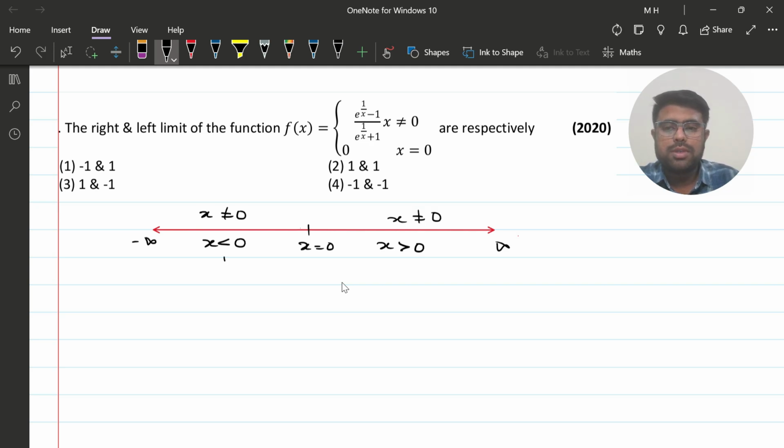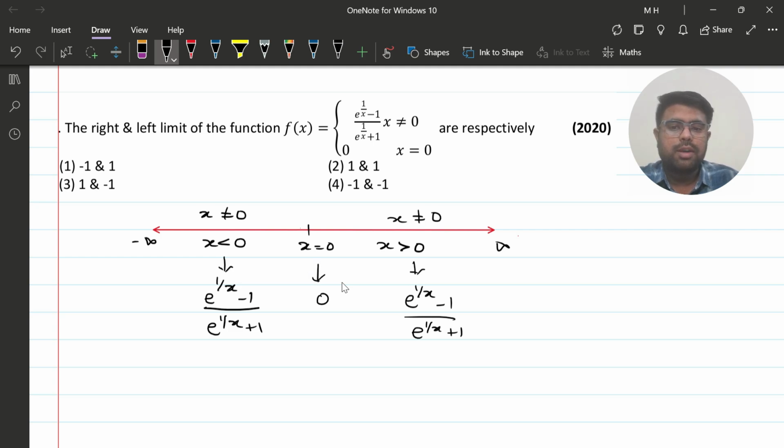When x is less than 0, the function is defined by (e raised to 1 by x minus 1) divided by (e raised to 1 by x plus 1). When x is greater than 0, the function is defined by (e raised to 1 by x minus 1) divided by (e raised to 1 by x plus 1). When x is equal to 0, the function is defined by 0. Okay, so this is what is given.